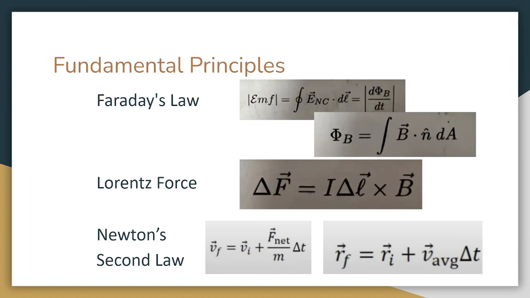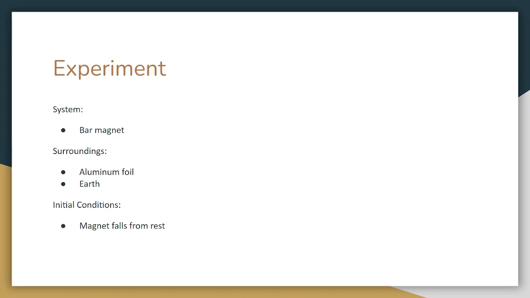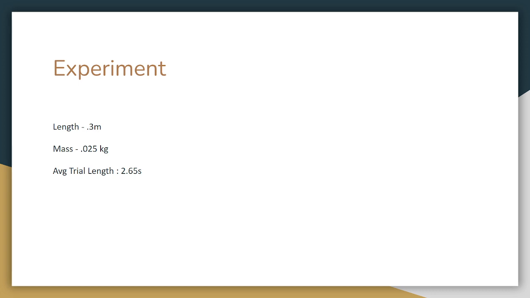So, fundamental principles: we have Faraday's Law, Lorentz force, and Newton's second law of motion. In this experiment, our system is the bar magnet, the surroundings is the aluminum foil, as well as earth and everything else. For initial conditions, the magnet starts from rest. The length of the bar magnet that we have was 0.3 meters. It had a mass of 0.025 kilograms. And as mentioned before, the average trial length was 2.65 seconds.